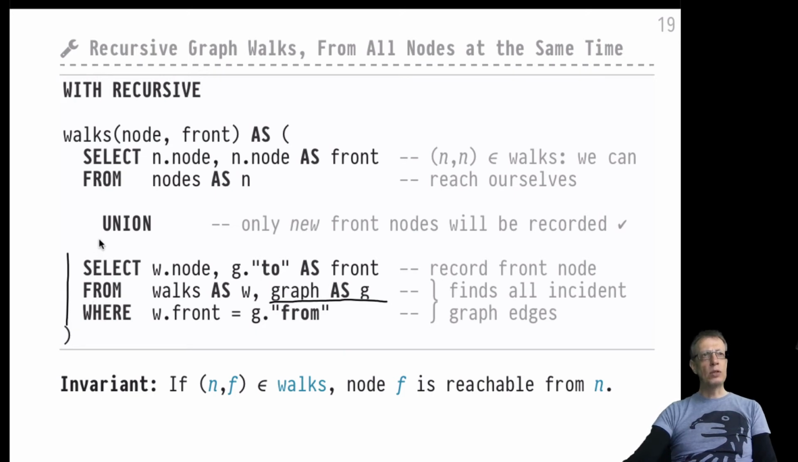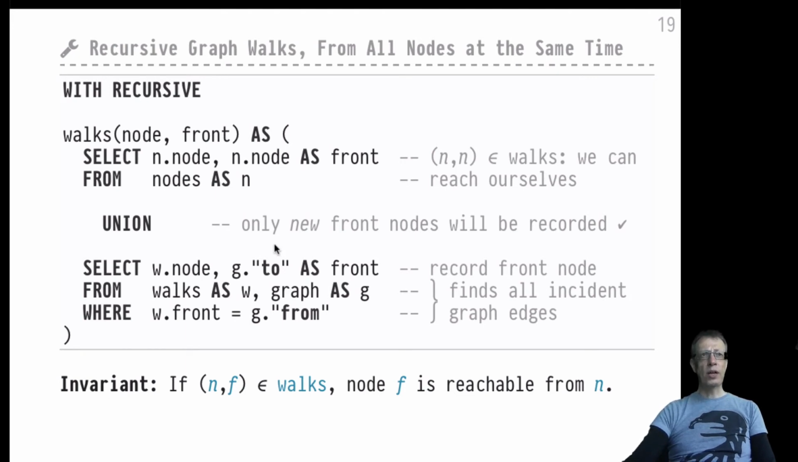Of course, because we are performing the computation in the union or in the set-based semantics, only front nodes that we haven't discovered before would be recorded. Any node that we have reached before would not be considered a new row, and it would be removed from further consideration during my iterative query evaluation. This is exactly what we need to avoid walking into endless cycles.